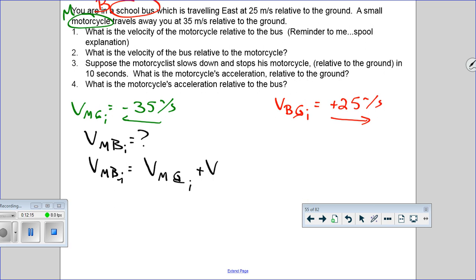The velocity of the ground relative to the bus initially, right? Because then the two G's cancel and you're left with motorcycle and bus, right? Follow? All right. But the problem is, I know the velocity of the motorcycle relative to the ground, but I don't know the velocity of the ground relative to the bus.